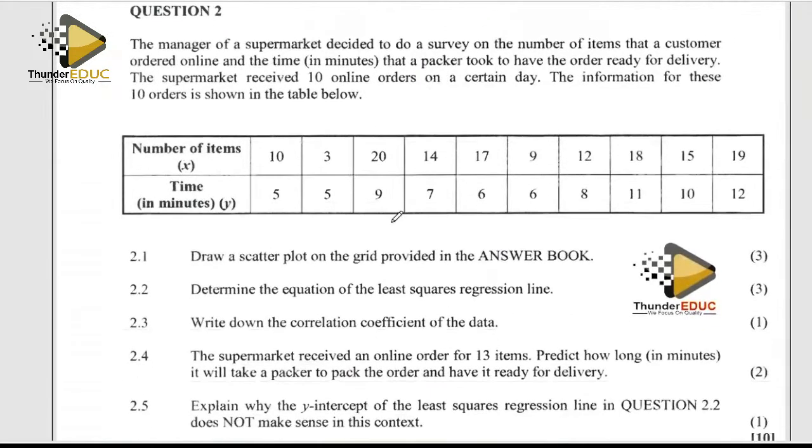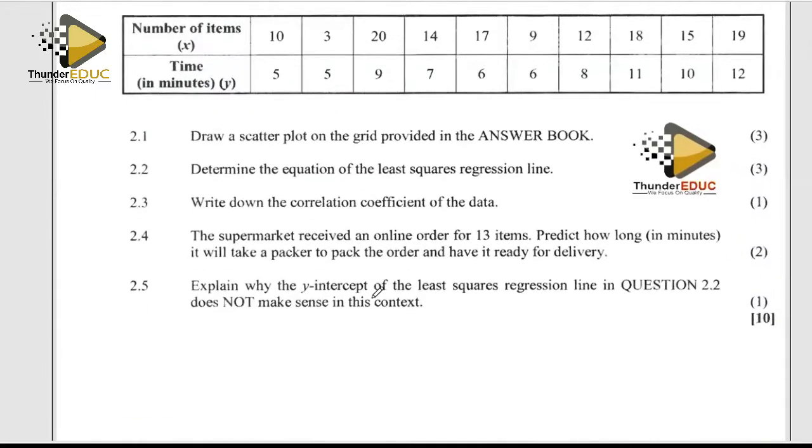Okay, then question number 2. They're telling us that the manager of a supermarket decided to do a survey on the number of items that a customer ordered online and the time in minutes that the packer took to have the order ready for delivery. So they have 10 online orders on a certain day, and then the information is for those 10 orders. Okay, so we have the bivariate type of data. They want us to draw a scatter plot.